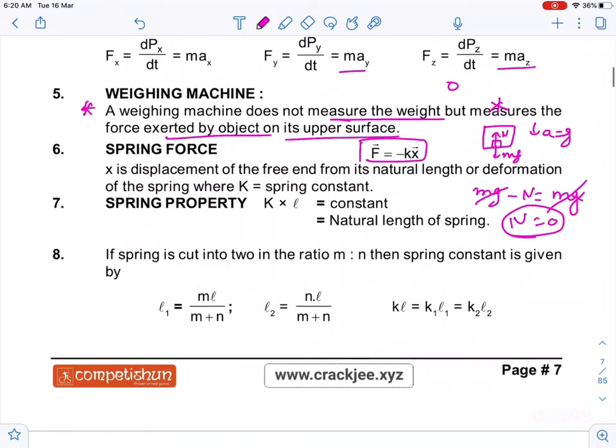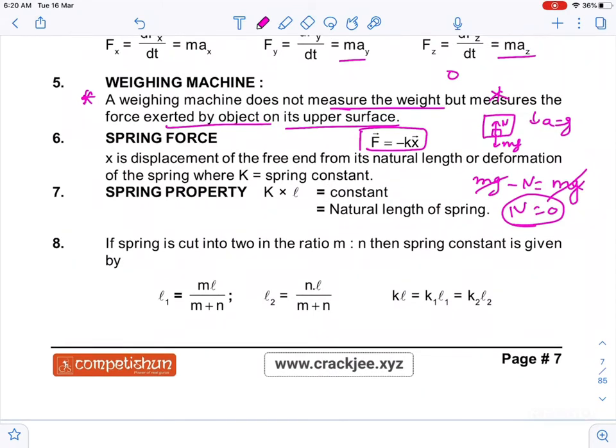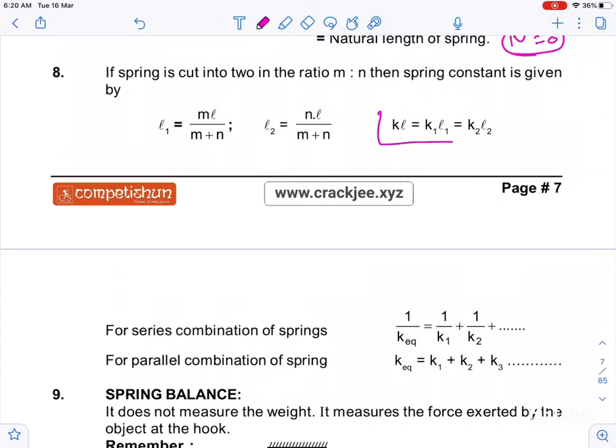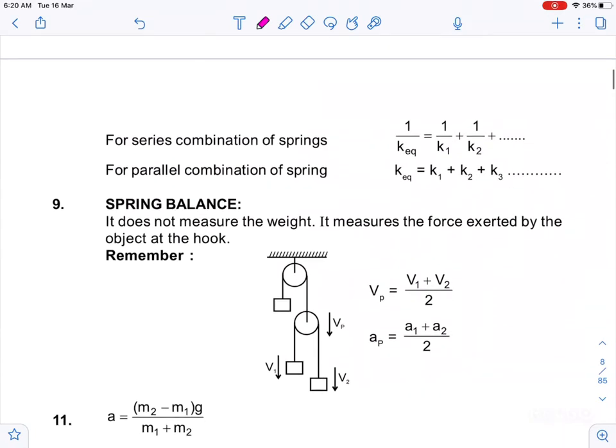Spring force is equal to minus kx. This is Hooke's law. You should remember these properties. If a spring is cut in the ratio m to n, they have asked this question earlier, what is the length? L1 is equal to m times L by m plus n, and L2 is equal to n times L upon m plus n. So k into L is equal to k1 L1 is equal to k2 L2.